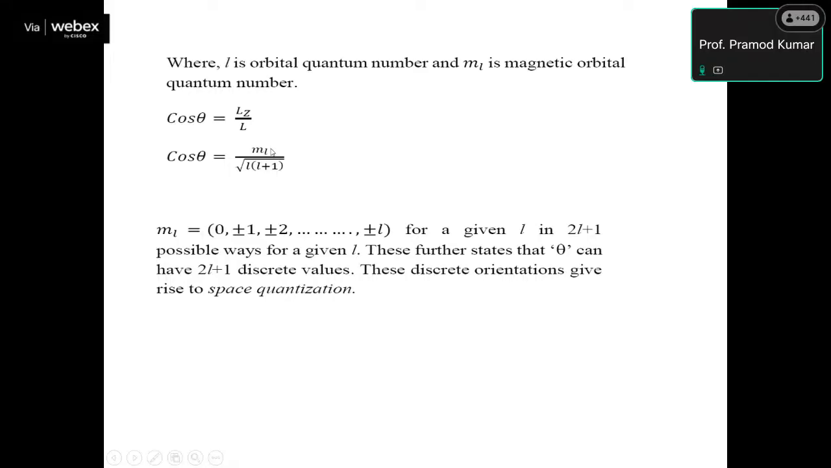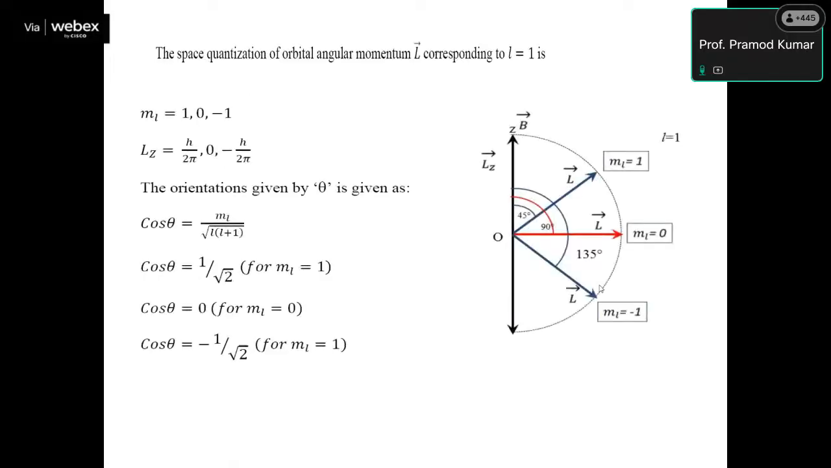Here the ml value is always known, because if l is known, then definitely we can calculate the values of ml. For a given l, you will get 2l plus 1 states for ml. So that's why we say these discrete orientations give rise to space quantization. So space quantization is coming due to this ml.